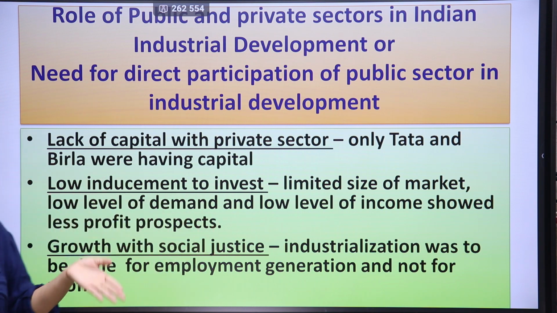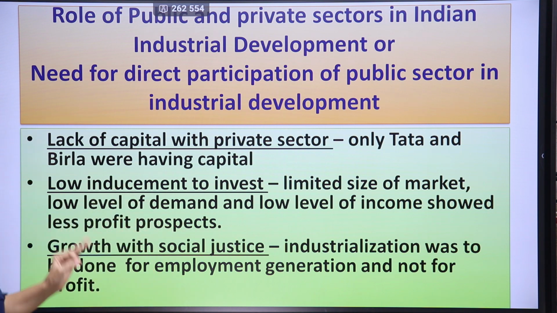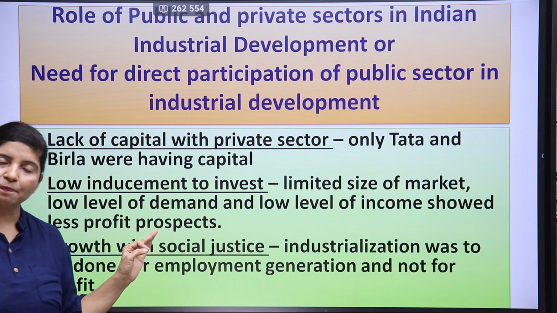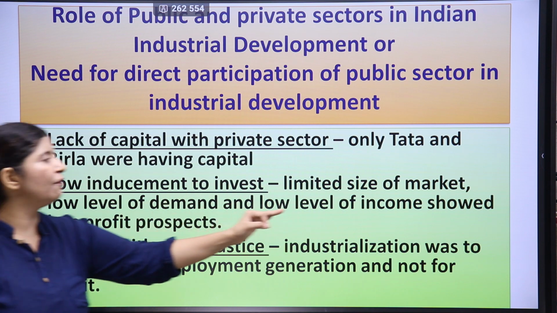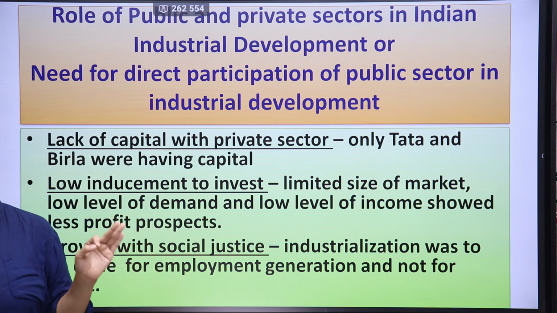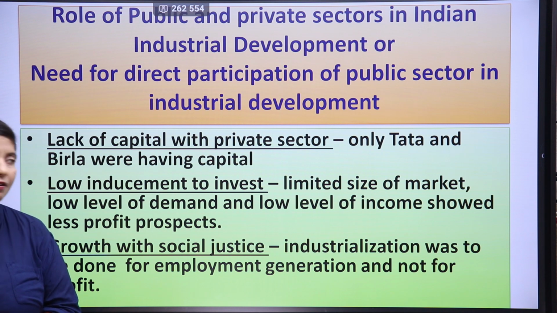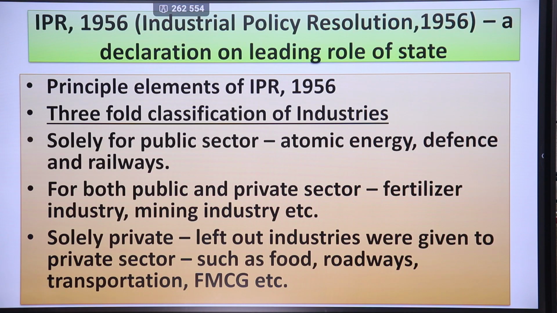Then, low inducement to invest. Even though the private sector might have money, there was low inducement to invest because the level of demand was very low in India. People were not rich, people were fighting for their two square meals, and they had a very low level of income, which showed less profit prospects. And when profit prospects are low, private sector individuals do not want to invest in those ventures. That's why the private sector was not there for investment, and government had to invest in these ventures. Growth with social justice. See, growth with social justice and welfare can only be done by the public sector and not by the private sector. Then IPR.